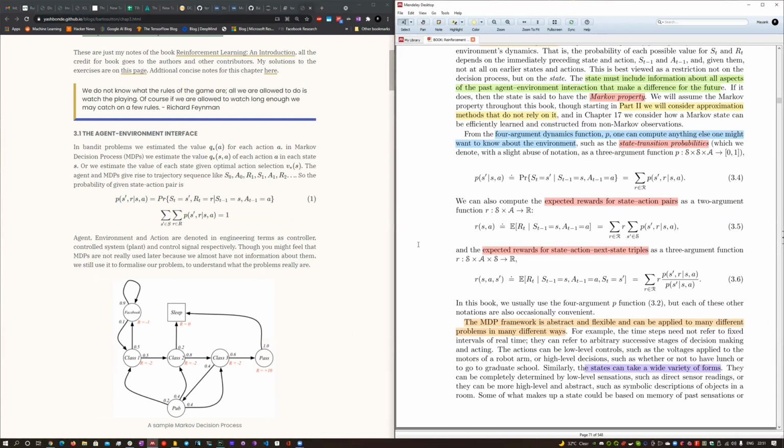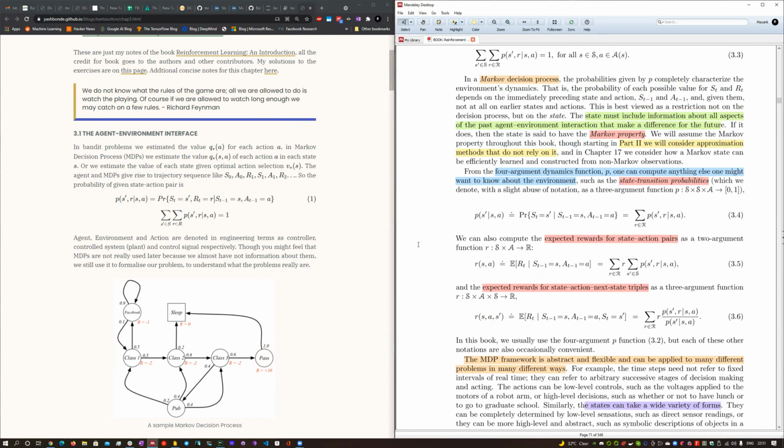Okay. So this was the state transition probabilities in equation 3.4 that I was looking at with respect to the three argument function, s prime conditioned on s and a. The reward is based on s, a, the expectation of this guy. Equation 3.5 is the expected reward for the state action pairs as a two argument function. This is the reward that's based on the expectations. Yeah, this can be formulated as this term here on the right.